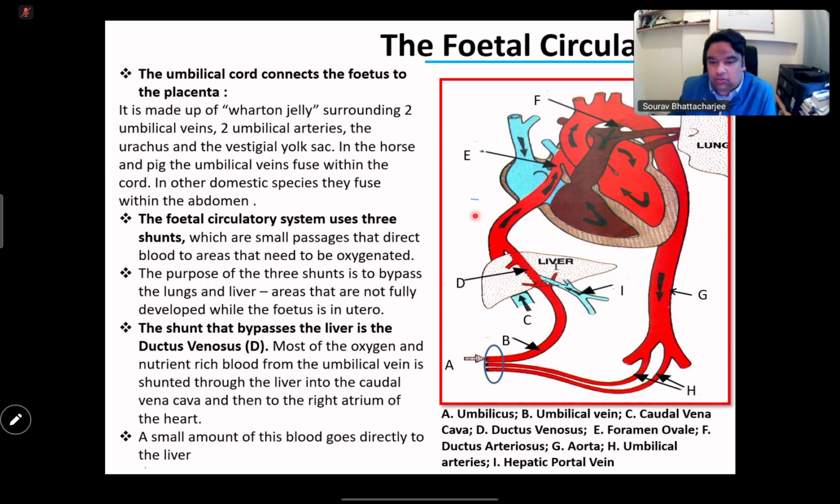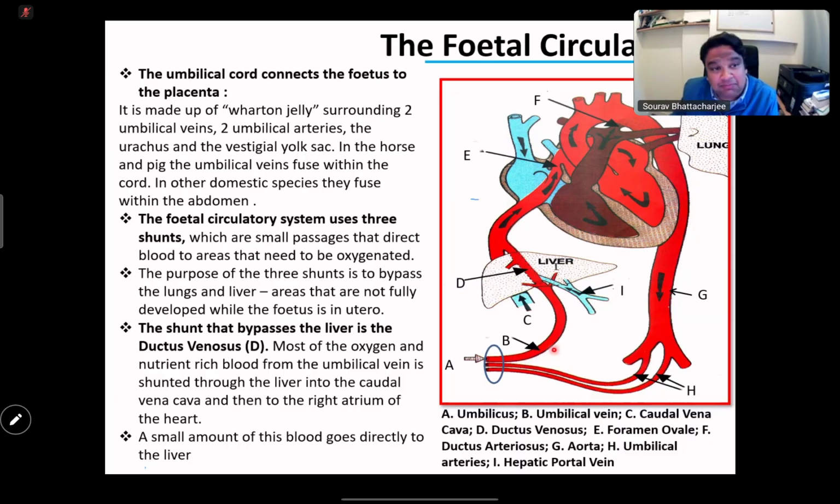That's pretty good. So this is the umbilicus, on the left side. Let's assume this is the maternal unit, and this is the fetal heart. So this is the fetal side. The blood from the maternal side is entering the fetal circulation through this umbilicus. The original placenta is situated somewhere here. So the blood enters through here; that is B, the umbilical vein. Number A is the umbilicus. This is where the umbilical vein enters, and that gets in.